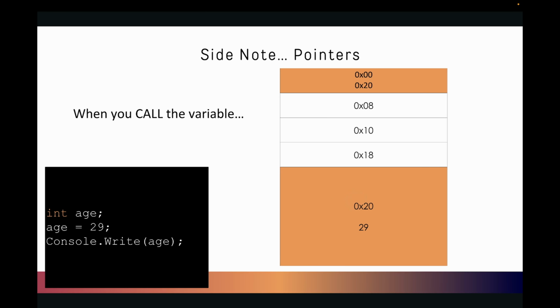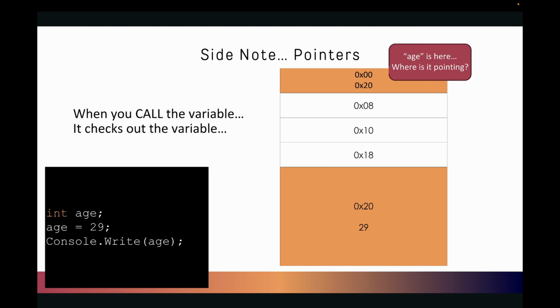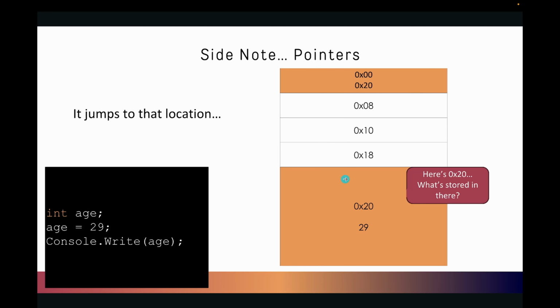So when you call a variable, make it do something, right? We know that age is up here at 0x00. We look inside that memory location to get the address for where our data is actually at. So we dig in there and say, oh, well, our data is at 0x20. It's pointing to this location. Thus, we jump to that location and can read what's inside of there. Oh, hey, it's got 29. Got it. Now it uses that value.